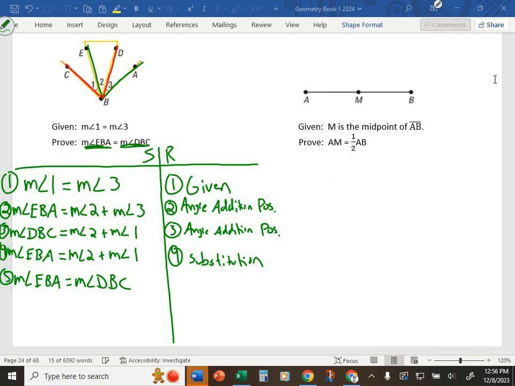All right, Brielle, what's our reason for step 5? If DBC is 2 plus 1 and EBA is also 2 plus 1, then EBA equals DBC because? Reflexive property? No! So we're trying to figure out the property. Wouldn't that be the definition of congruent? No! Transitive property!